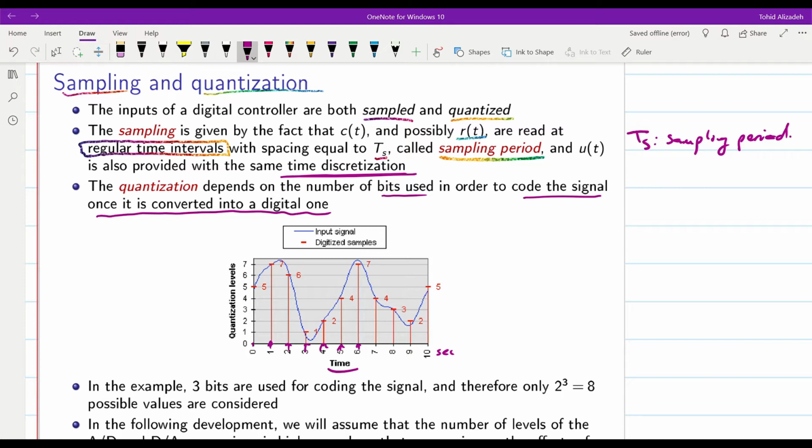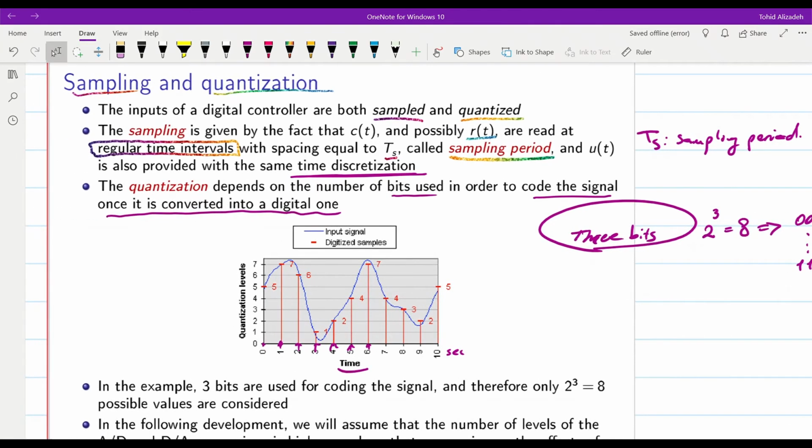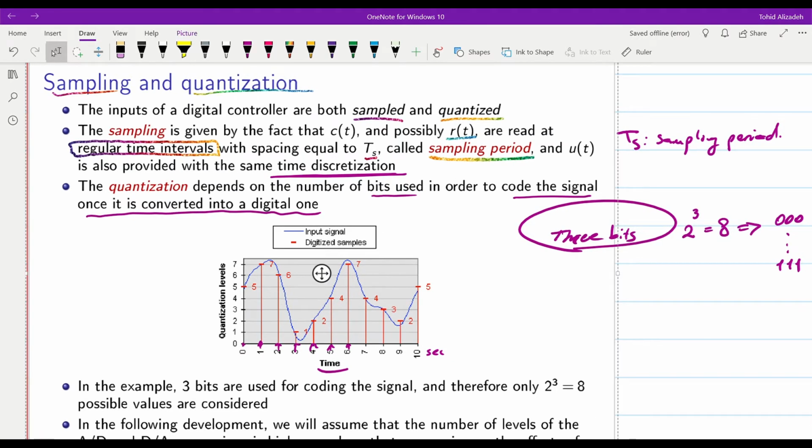For example, in the one that we have here, 3 bits are used. So with 3 bits, we know that we have 2 to the power of 3, or 8 values that could be shown, starting from 000 up to 111. And therefore, the whole range that we have for the input signal will be divided into these 8 regions: 0, 1, 2, 3, up to 7.